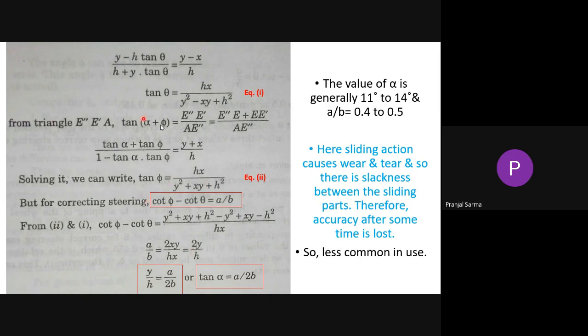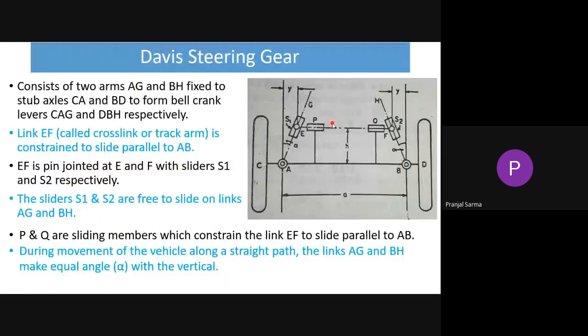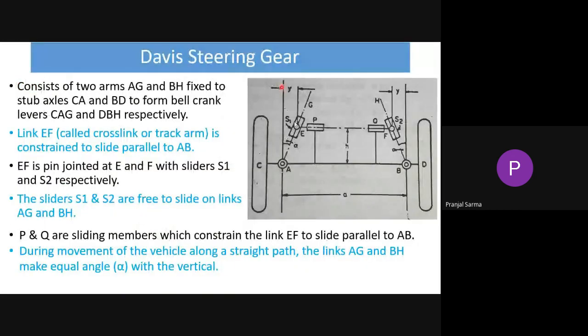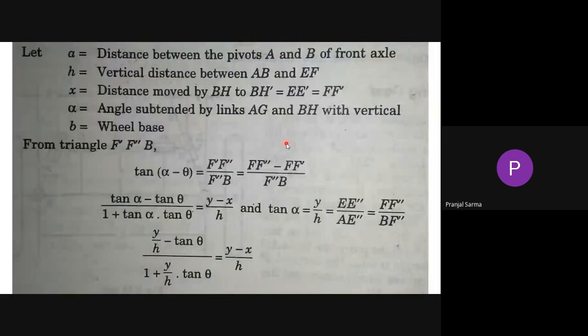Okay, the simplification has already been shown, and all of you can just go through it. In general, the value of alpha, that is, in the mean position we are seeing now, is already making an angle. This angle is alpha. In the mean position, whenever the vehicle is not taking any turn, whatever angle it makes with the vertical, this angle is alpha.